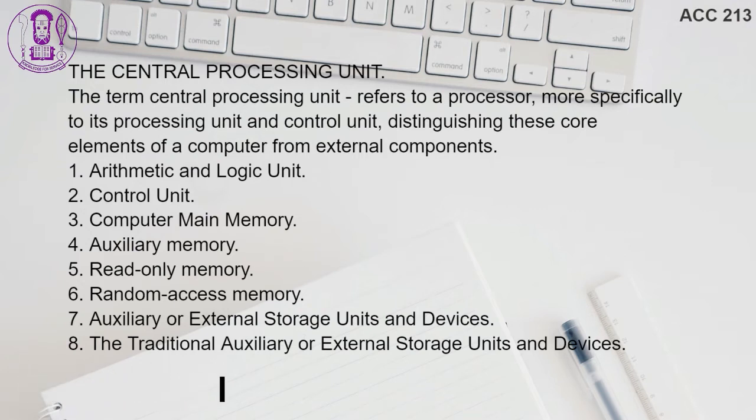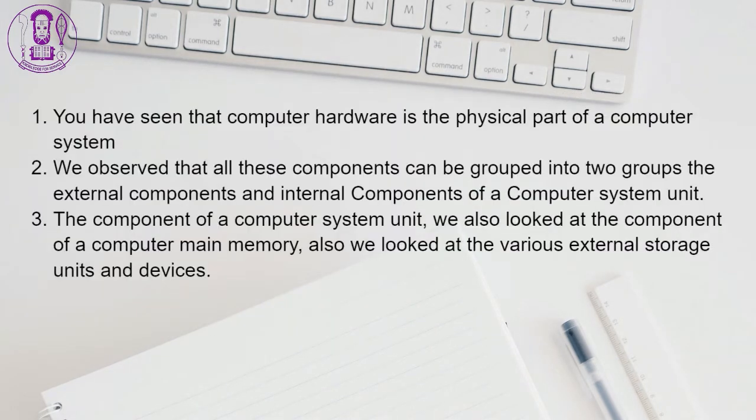Summary of study session 4. In this study session, you have learned that 1. You have seen that computer hardware is the physical part of a computer system. 2. We observe that all these components can be grouped into two groups, the external components and internal components of a computer system unit. 3. The component of a computer system unit, we also looked at the component of a computer main memory, also we looked at the various external storage units and devices.